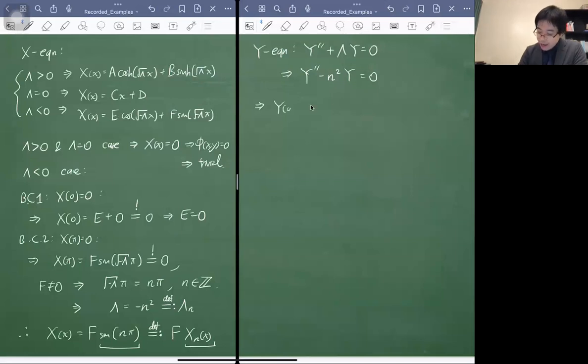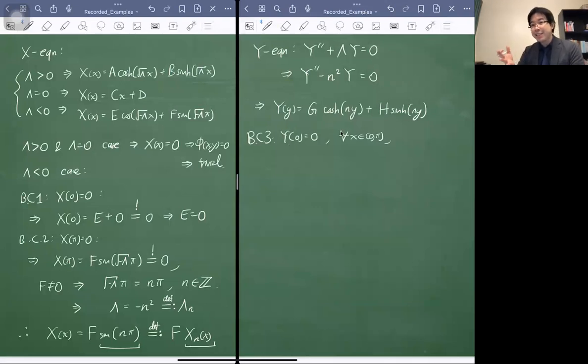We directly know y of y has to be, where are we up to? A, B, C, D, E, F, let's do G. We know it has to be cosh of ny and sinh of ny, the hyperbolic functions or exponentials. But because we're going to apply the boundary conditions at zero, so y of zero equals zero. This is for all x within the domain of validity, right? So we'll call this boundary condition three. So this boundary condition applies at zero. Cosh and sinh is much better than exponentials.